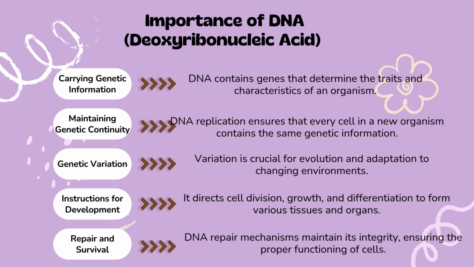Genetic variation in sexual reproduction. DNA from two parents combines, leading to genetic variation. Variation is crucial for evolution and adaptation to changing environments. Instructions for development. DNA provides the blueprint for the development of an organism. It directs cell division, growth, and differentiation to form various tissues and organs. Repair and survival. DNA repair mechanisms maintain its integrity, ensuring the proper functioning of cells.